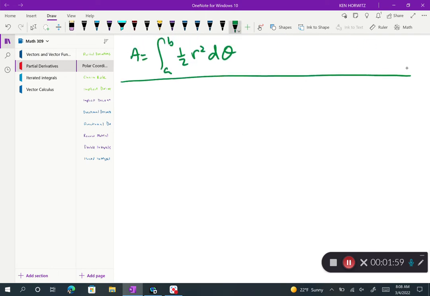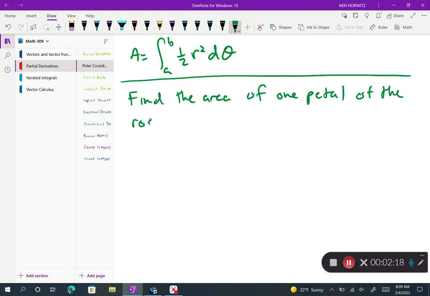So let's start with example 1, which is find the area of one petal of the rose curve given by r equals 3 cosine 3 theta. All right, so again, we're going to use that formula right above.